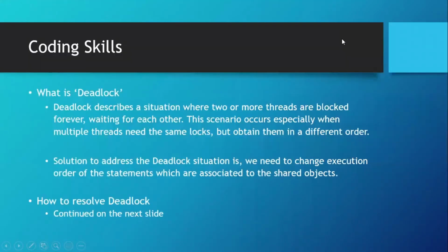What is deadlock? Basically, deadlock describes a situation where two or more threads are blocked forever, waiting for each other. This scenario occurs especially when multiple threads need the same locks but obtain them in a different order. Solution to address the deadlock situation is we need to change the execution order of the statements which are associated to the shared objects. As part of the program, first we will see how we can create a deadlock situation, followed by how to address the same situation by updating the required code.